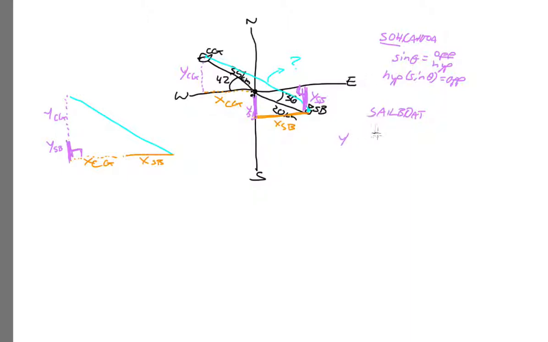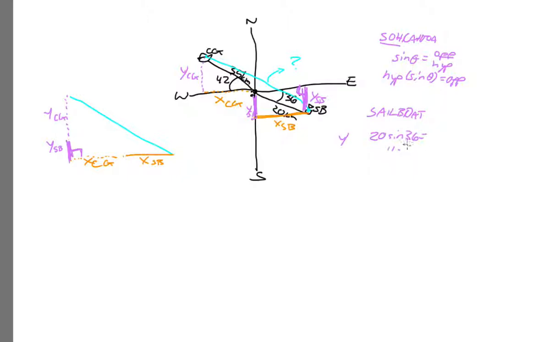So I can write 20 times the sine of this angle, which is 36. And that'll give me this side right here, this y component. That's what I want. So that'll give me my y. So if I put this in the calculator, it spits out 11.